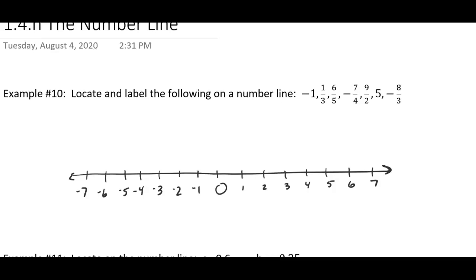Okay, so here we go. We're going to put these numbers on a number line. Our first number is -1. We just draw a dot at -1. It's already labeled, so I would probably just leave it that way.